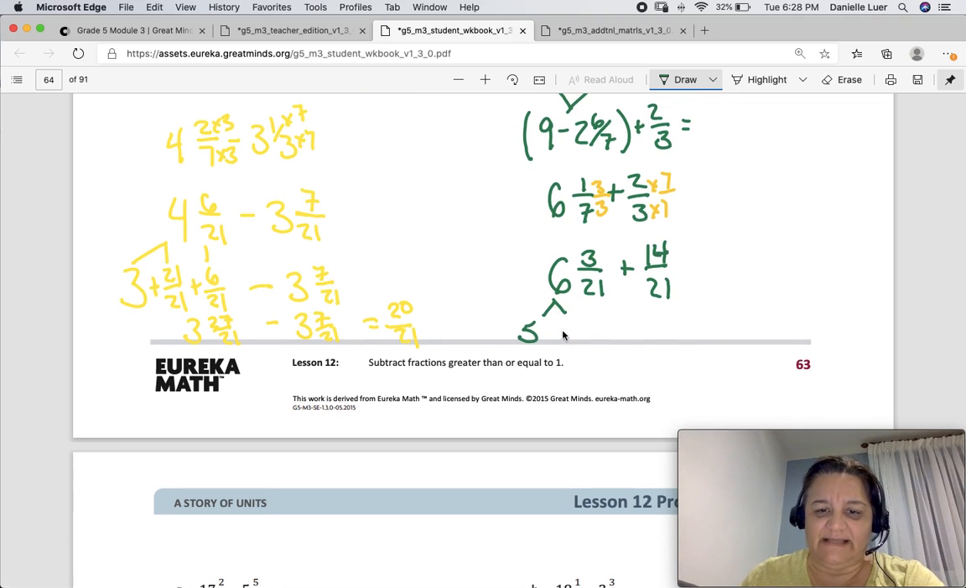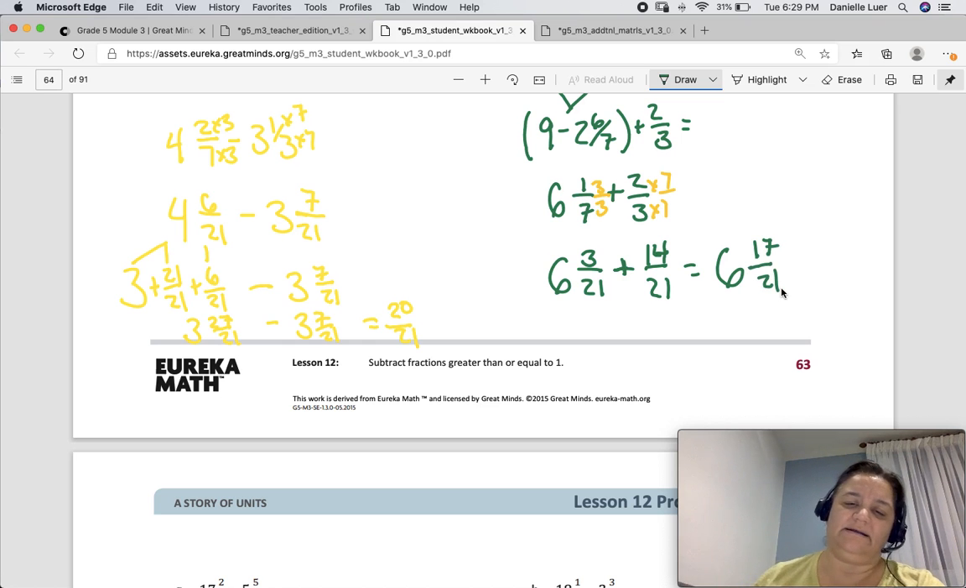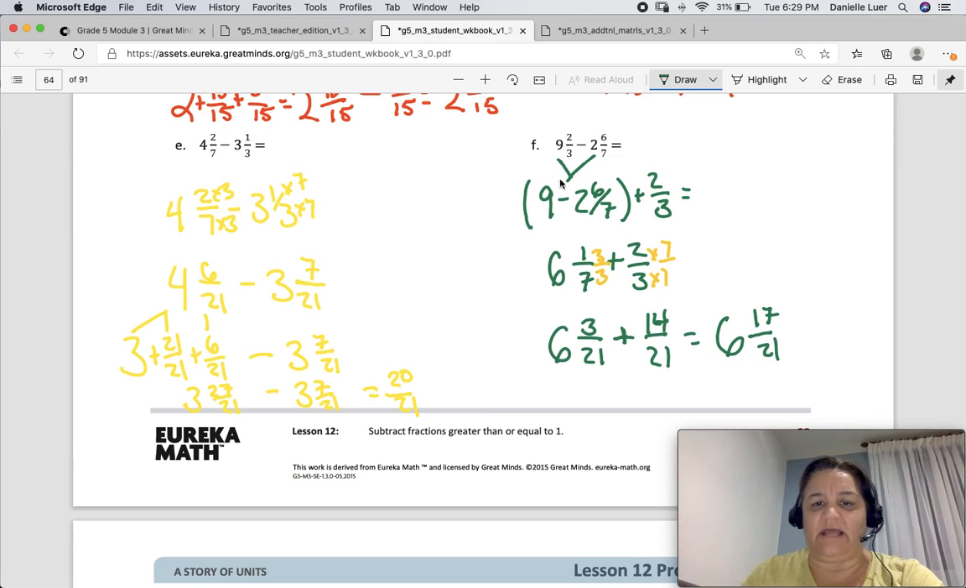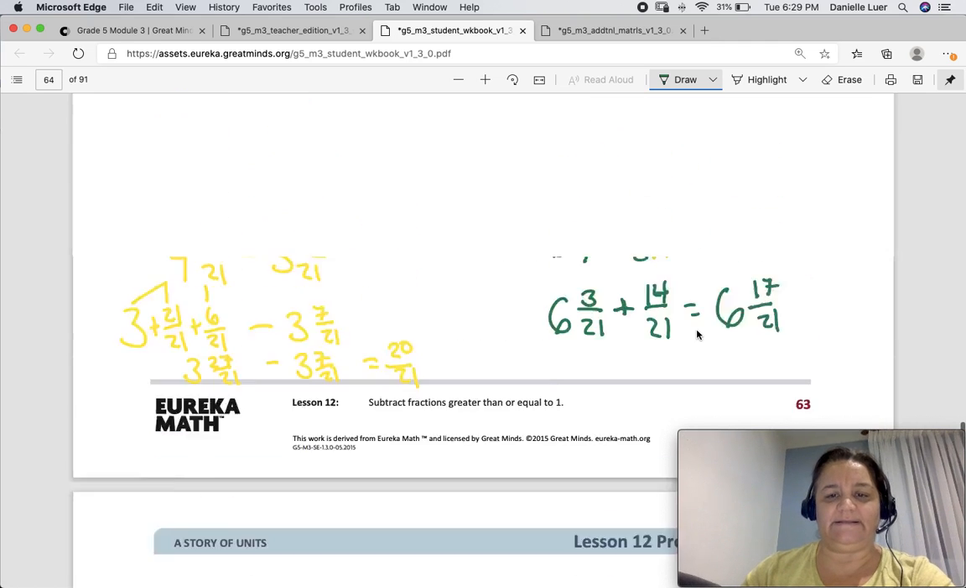I'm decomposing that 6. And 21 21s plus 3 21s plus, wait a minute. Oh, I made a mistake. I don't have to decompose it. I'm adding. I flipped it into an adding problem. So I don't need to carry that over. What was I thinking? You have to read your signs. That's easy. Okay? 6, 14, 15, 16, 17, 21s. Awesome. That's kind of why I like that one, because I changed it from a subtraction problem into an addition problem. And addition is always just a little bit more easy, isn't it? A little bit easier.